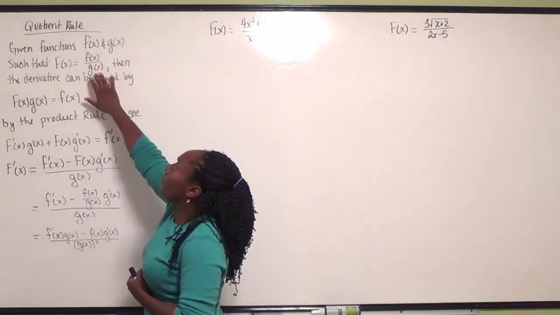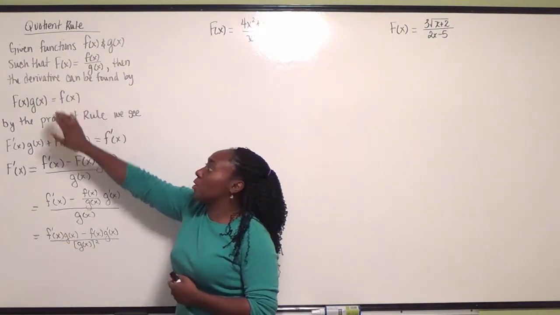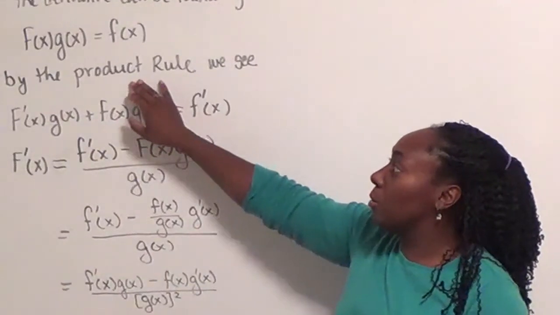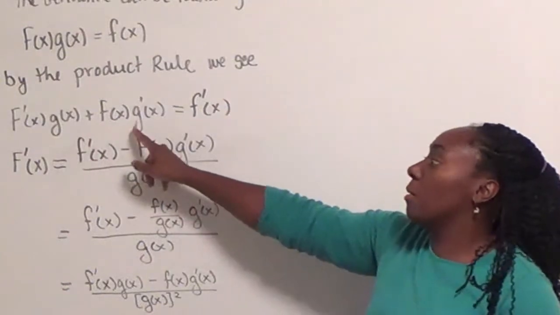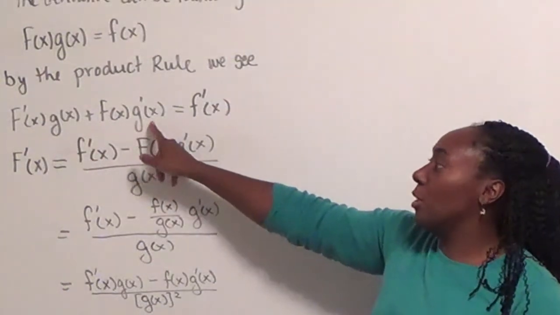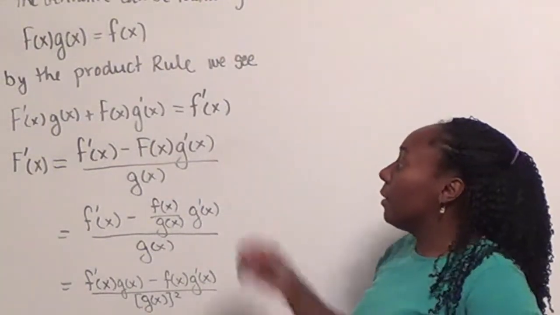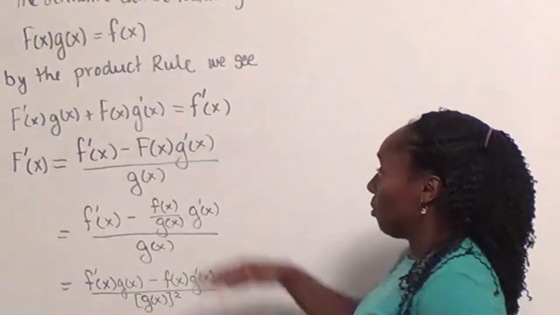First, we can treat this as just a product of functions. So we're going to multiply both sides by g of x. If we do that, we can use the product rule, which says it's the derivative of capital F times g plus capital F times the derivative of g. And that'll be f prime.